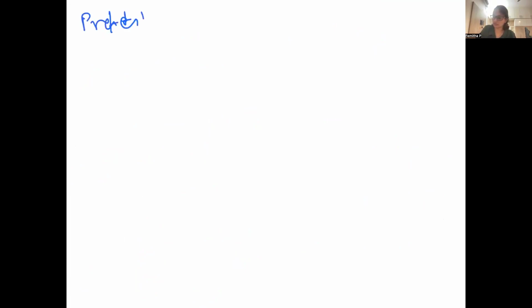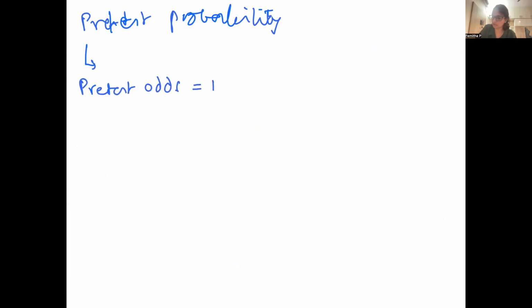Pre-test probability, which is actually prevalence when you start with it. But later it becomes different. Okay, so pre-test probability, you want to convert into pre-test odds because you want to multiply it by a ratio, which is a likelihood ratio. So pre-test odds is equal to pre-test probability divided by 1 minus pre-test probability.